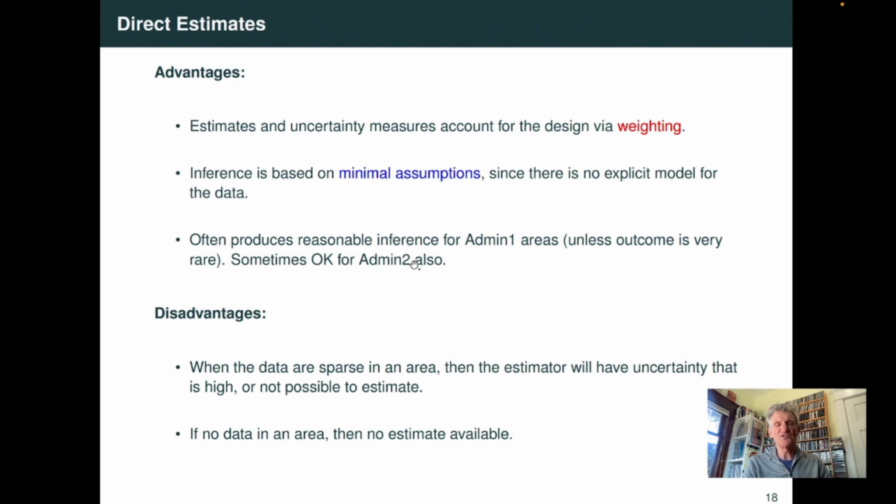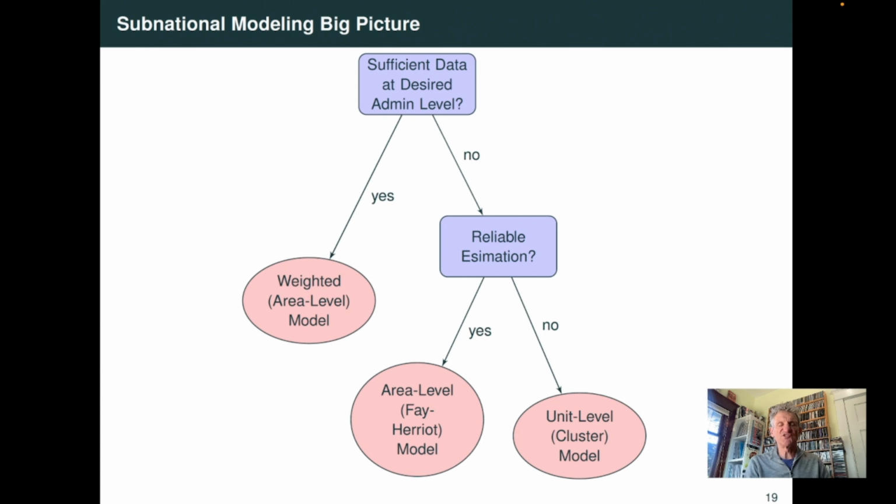The weighted estimator often can do a job for us, but there are some disadvantages. When the data is sparse in an area, the estimator is going to have unacceptably high uncertainty, so very low precision, and then we need to move to a different approach. In the limit, some areas will have no data at all, and then of course there'll be no estimate available. Here's a little picture I always have in my mind about how you're doing small area estimation. If we have sufficient data in a particular area, then we can work out the weighted estimator. If the answer to that question is no, we don't have sufficient data, then we need to go to some different approach, and that's what we're going to cover in later lectures: these two different types of approaches, area level and unit level models.